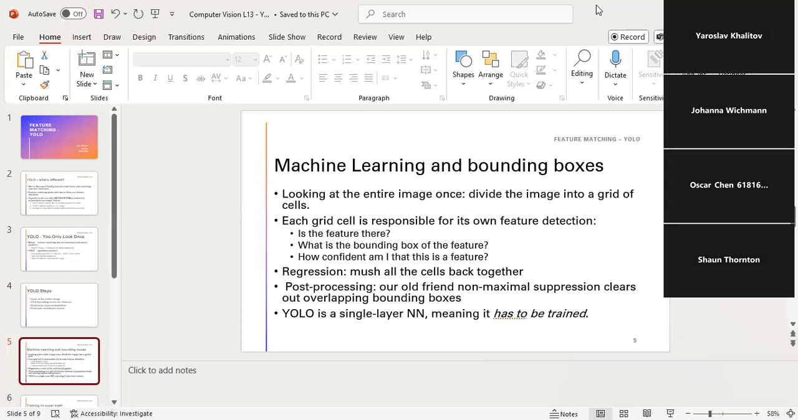And so what all this adds up to, I guess kind of the punchline here, is that YOLO is a neural network. So it has to be trained to work.